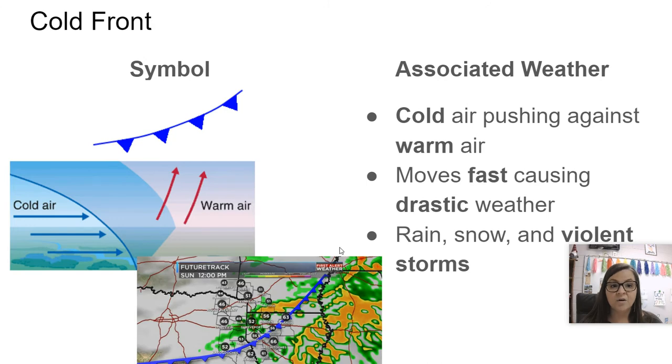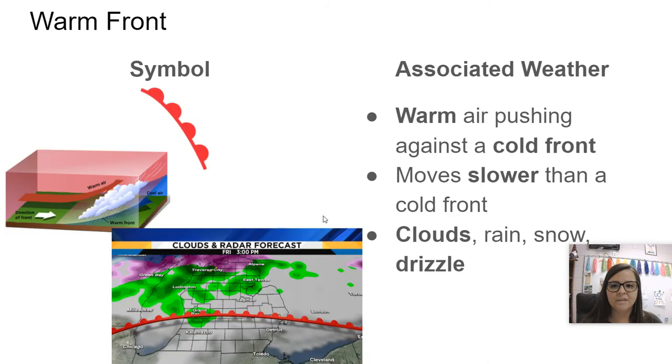Cold front. Cold air pushes against the warm air, moves fast, causing drastic weather, rain, snow, and violent storms. Blue with blue triangles. Warm front symbol is red with half circles. The warm air comes up and over the cold weather, and it moves slower than cold fronts, and it can bring some clouds, rain, snow, drizzle.